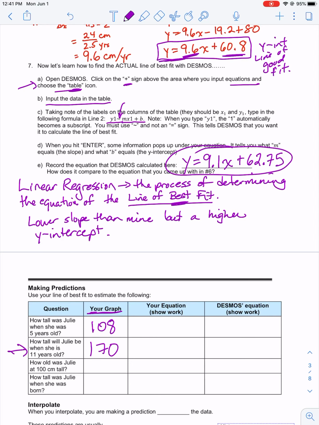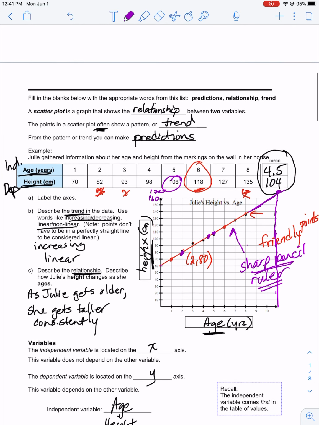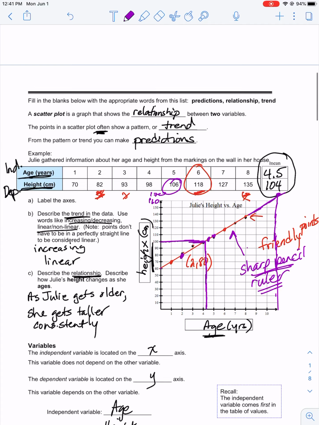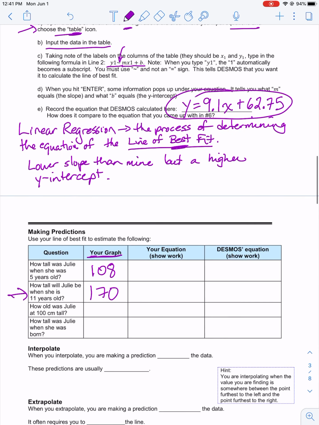How old was Julie at 100 centimeters tall? So at 100 centimeters tall, that's right here, using the line of best fit. Again, I'm using the line. Don't cheat and say, oh, well, that's pretty close to right on that grid line. It's not on the grid line. She's a little older than 4, so I'm going to say 4.2 years old.